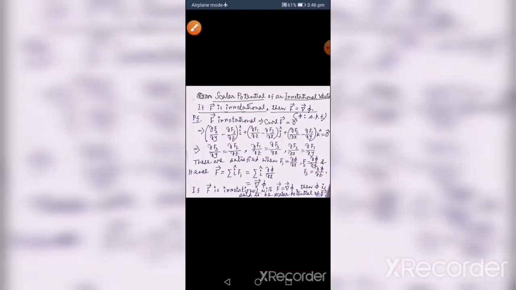If we put f3 and f2 here, we will get the same thing. From the first term, we will get del 2 phi del z del y, and from the second term, we will get del 2 phi del y del z. Similarly, here also we will get the same thing. So if f1 is equal to del phi del x, f2 is equal to del phi del y, and f3 is equal to del phi del z, then all these three relations will be satisfied.